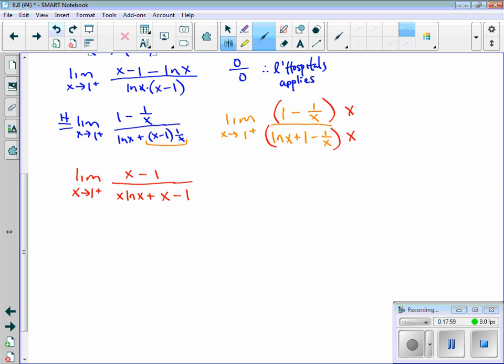And the only bad thing I would say about this is now we have a product here that we have to probably deal with. But let's try a substitution. What do we have on top? 0. So check the bottom. We get 0 plus 1 minus 1, so we do get 0, right? So we're just going to have to apply L'Hopital's again.